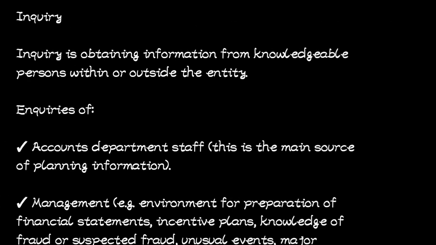So the next audit procedure we have is inquiry. Inquiry is something like asking. So inquiry is about obtaining information from knowledgeable persons within or outside the entity. So here, the auditor requests information from people within the organization or outside the organization. An example can be inquiring from the accounts department staff, and this is the main source of planning information, like the information that is used during the planning stage is gotten from the accounts department.